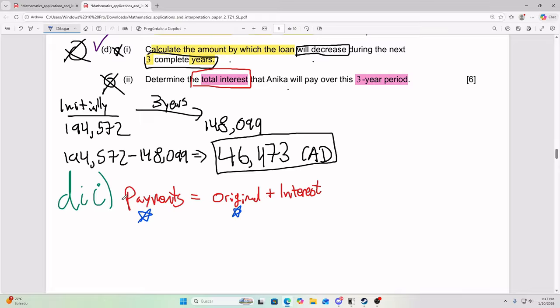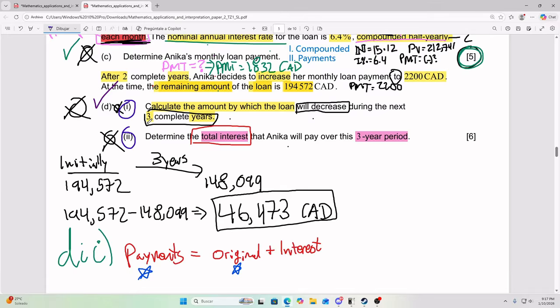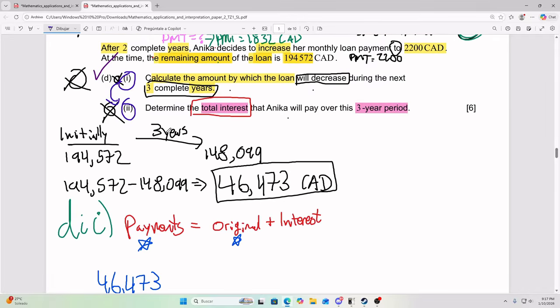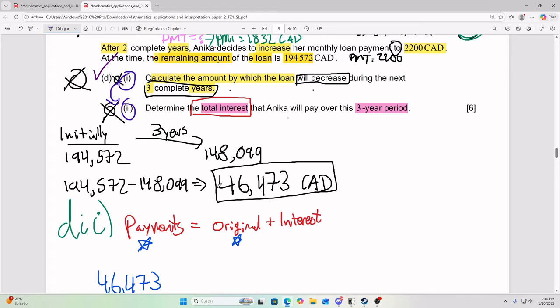The payments ended up being this $46,473 from part DI. It's also useful to know that in general, when you have something that has two parts, like I and double I, about 90% of the time part double I needs something from part I. That's a nice little hint that could help you figure out this exercise, and also just a good test-taking strategy for the IB math exam. Part double I almost always requires something from part I. So your payments were $46,473, because it's by how much the loan decreased.